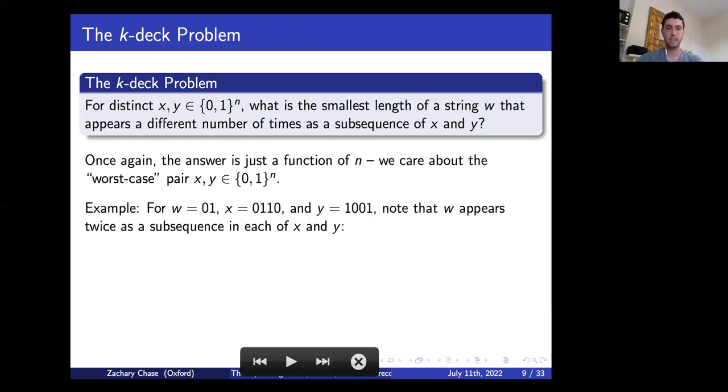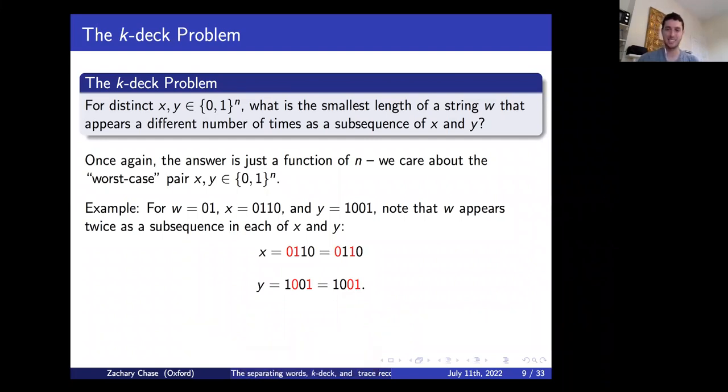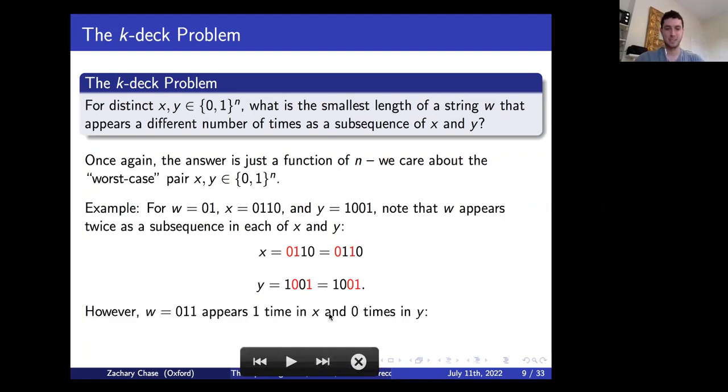So here's an example. If x is 0, 1, 1, 0 and y is 1, 0, 0, 1, then w equal to 0, 1 appears twice as a subsequence in each of x and y. I should have clarified that by subsequence, I mean not necessarily contiguous substring. But 0, 1, 1 appears only once in x and 0 times in y.